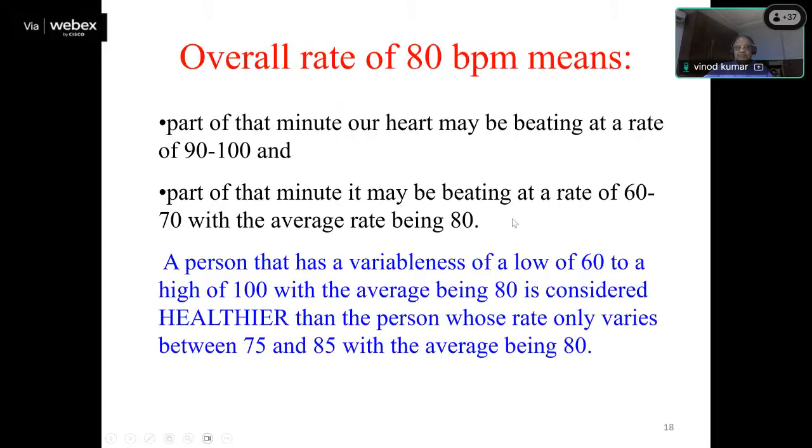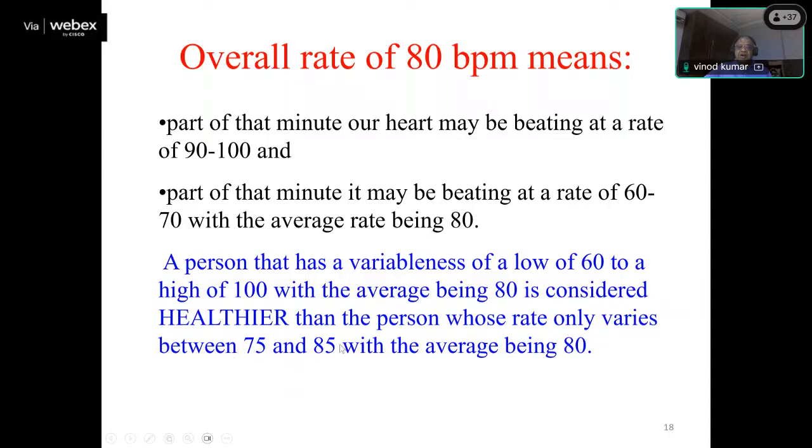This is a plus point. So if somebody says that my heart beats between 60 to 100, and average is 80, this is considered healthier. Then another person, if average is 80, but heart beats between 75 to 85, so range is 75 to 85. Average is the same, 80. So in this case, this heart is not healthier. A heart where the range is more is healthier than a heart where the range is less.